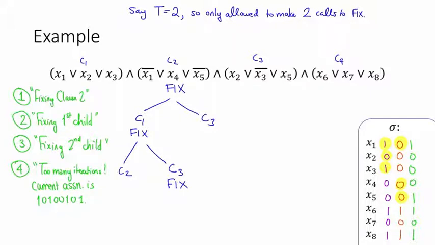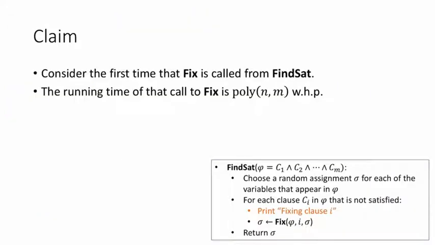Okay, so that establishes sort of the observation. We're going to use that observation to prove the following claim. Consider the first time that fix is called from find_sat. I claim that the running time of that call to fix is polynomial in n and m with high probability. There also isn't anything special about the first time here. This also holds for the second time, the third time, and so on.